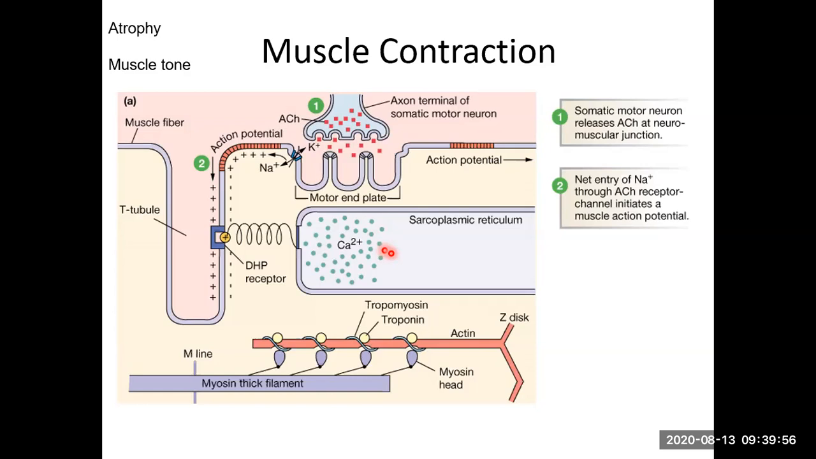Action potential travels down to the T-tubule, activates the DHP receptor, and it will open up this sarcoplasmic reticulum. This channel is called RYR. We will see it in the next slide. Then when this RYR channel opens, calcium will flow out, and that calcium will bind on the troponin to remove the tropomyosin, to allow the myosin heads to bind to it.